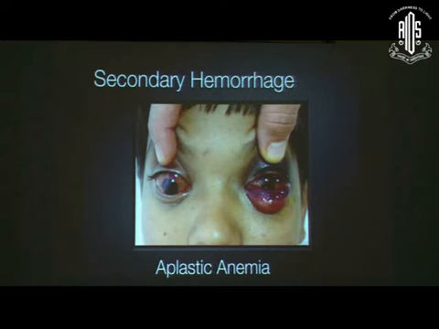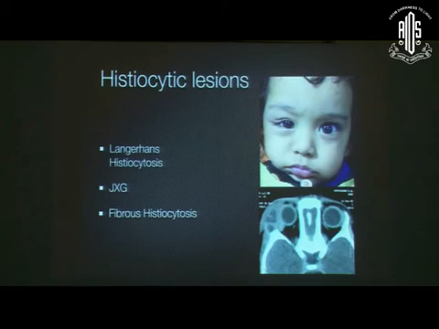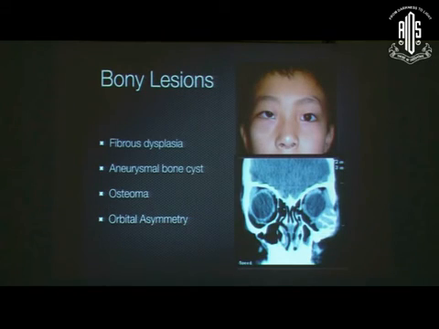Another patient presented with bilateral subconjunctival hemorrhage and loss of vision. This patient was a patient of aplastic anemia. Look for systemic causes in these situations. Trauma would be obvious. Histiocytic lesions can also be seen in children. These are slow growing lesions and respond to steroids. Sometimes chemotherapy may be needed in these cases. Bony lesions which can be seen in children are fibrous dysplasia, aneurysmal bone cyst, osteomas, and sometimes congenital orbital asymmetry, which may lead to proptosis.